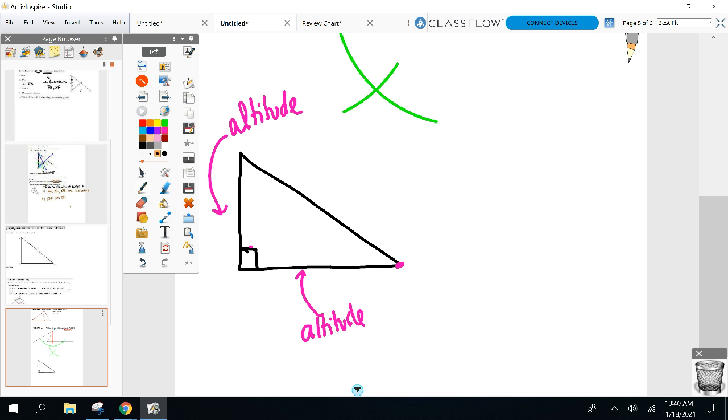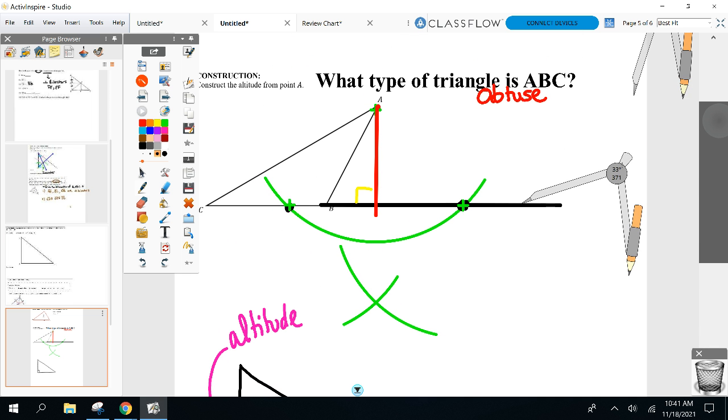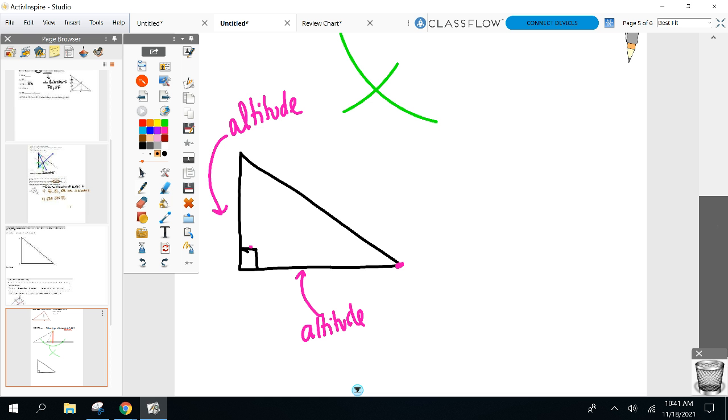The third one will probably come going here somewhere if I wanted to construct it. All right, there's 2 altitudes. So in an obtuse triangle, where's one of the altitudes? Outside. For a right triangle, 2 of them are where? Already on the triangle, the 2 legs.